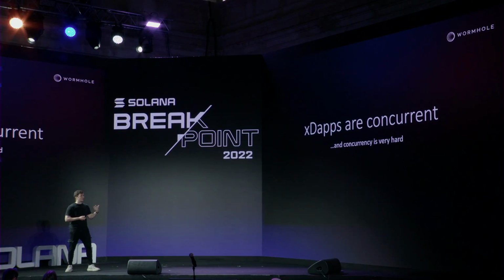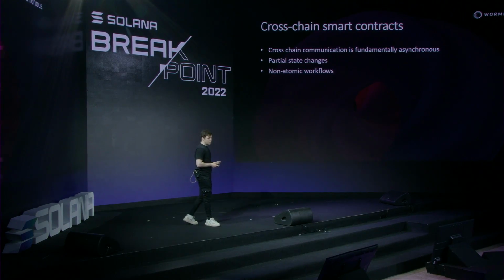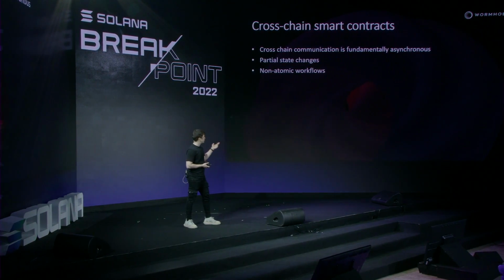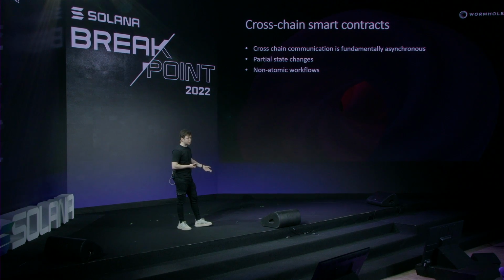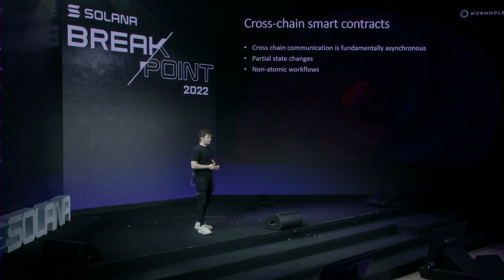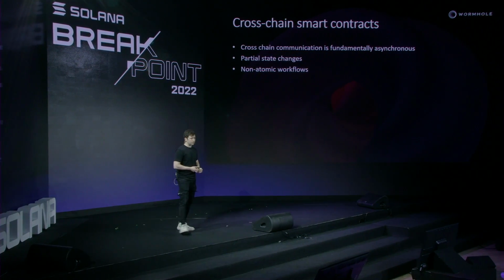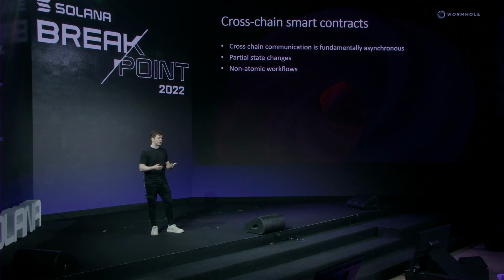So it's a very concurrent programming environment that I think currently we don't have a very good mental model for tackling. Cross-chain smart contracts, cross-chain communication is fundamentally asynchronous, fundamentally concurrent, partial state changes can occur, and workflows may be non-atomic.